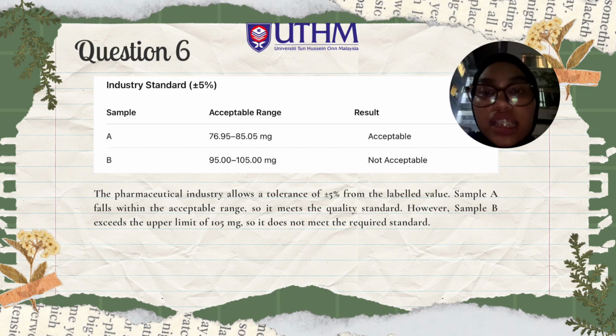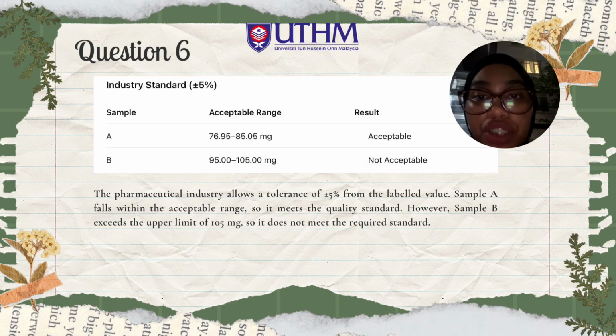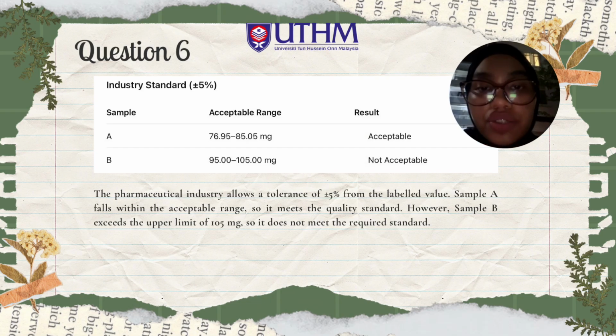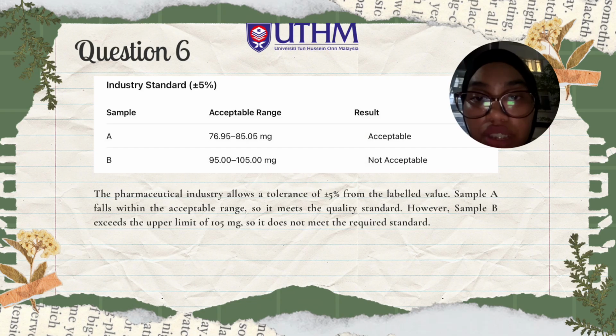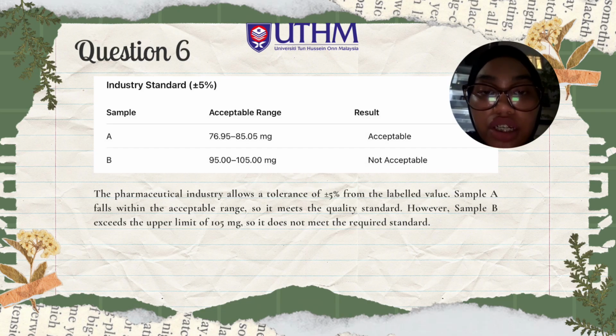For Question 6, which sample passes the industrial standard of 5%? The result is that sample A is acceptable while sample B is not acceptable. The pharmaceutical industry allows a tolerance of 5% from the labeled value. Sample A falls within the acceptable range, so it meets the quality standard. However, sample B exceeds the upper limit of 105 mg, so it does not meet the required standard.